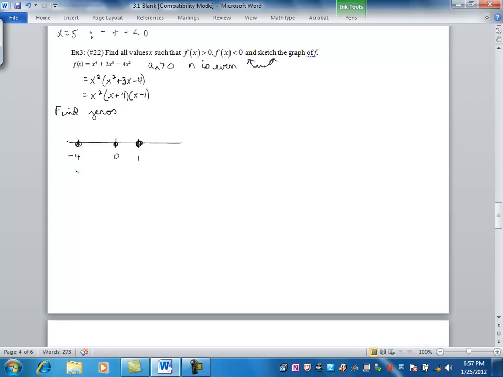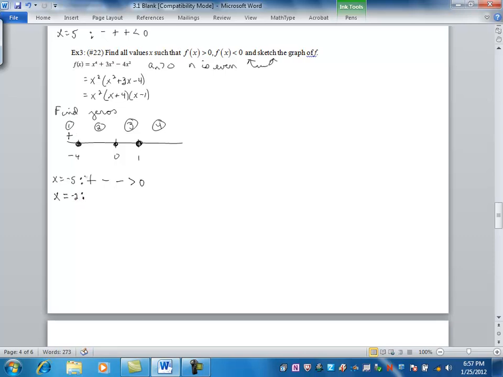Alright, so let's check things out here. We've got 1, 2, 3, 4 regions that we need to look into. Let's pick our test points. X equal negative 5. Negative 5 squared, that's a positive. Negative 5 plus 4 is negative. Negative 5 minus 1 is negative. So this is positive.